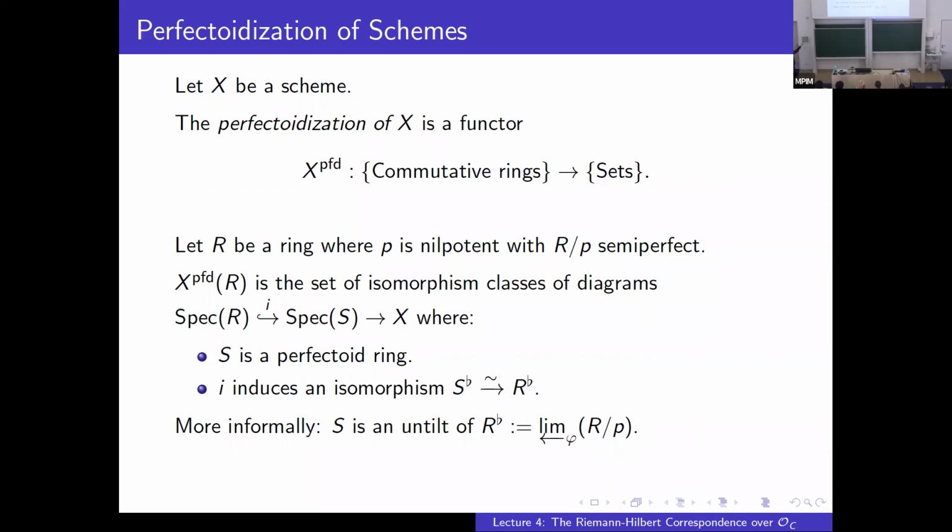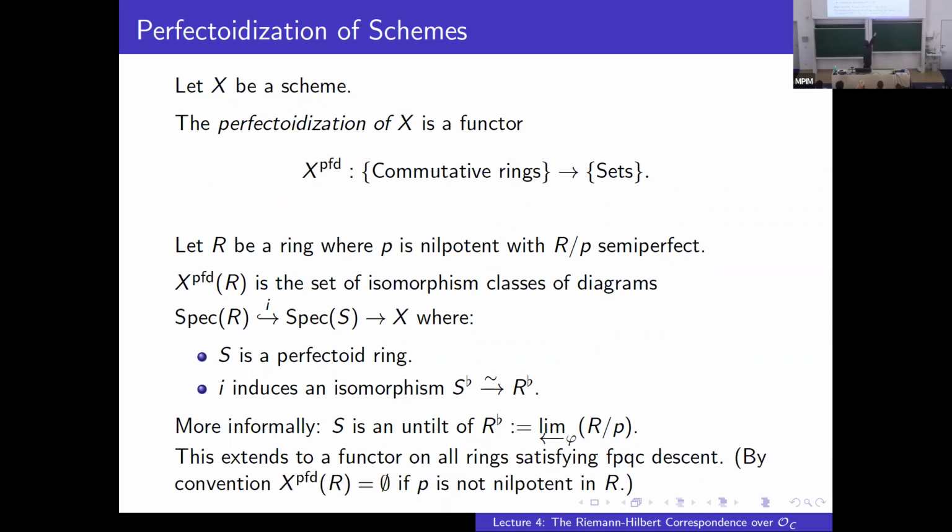Well, I've made a definition when R mod p is semi-perfect. In general, we'll extend this to the category of all rings by demanding that it satisfies descent for the flat topology. That is, any ring has a flat cover, which is semi-perfect because you can just adjoin pth roots of its elements over and over again. And by convention, this X puft of R is going to be the empty set whenever p is not nilpotent in R. So it's a sort of p-adically completed object.